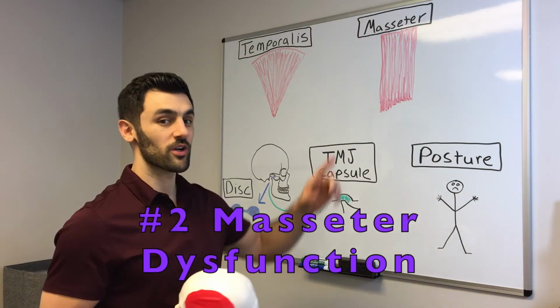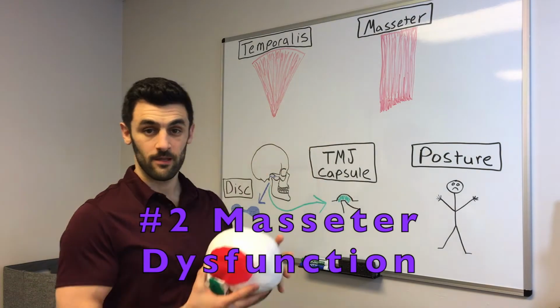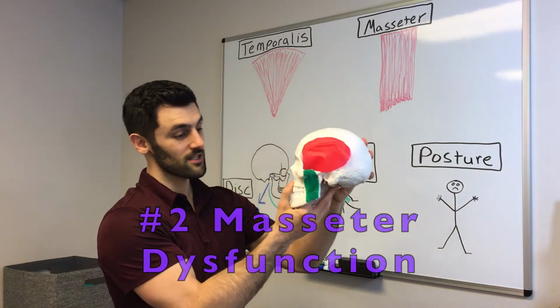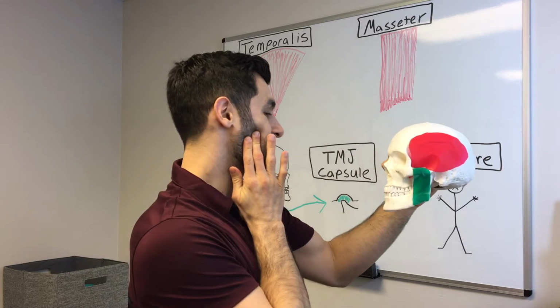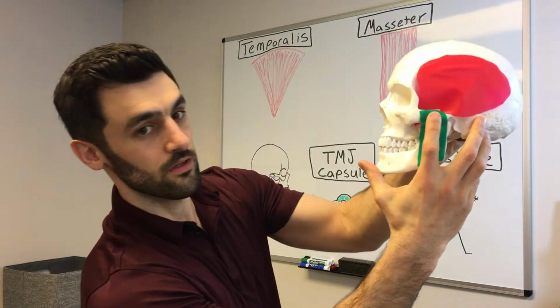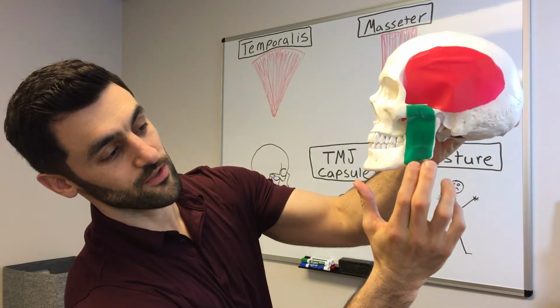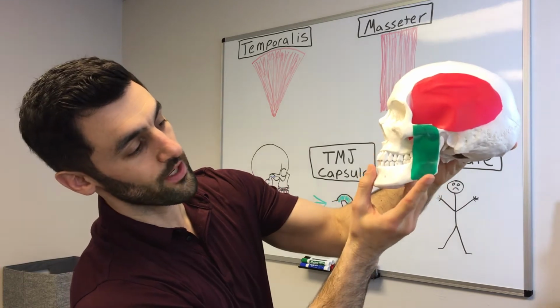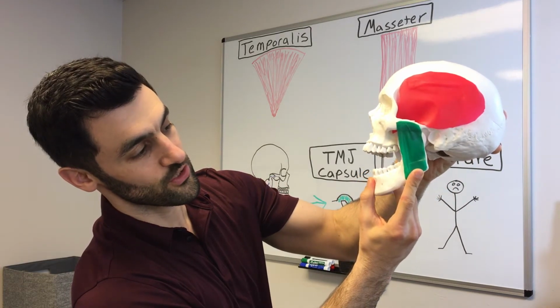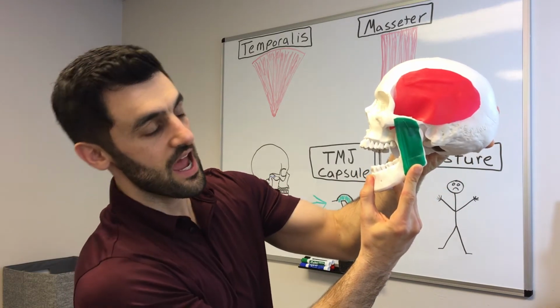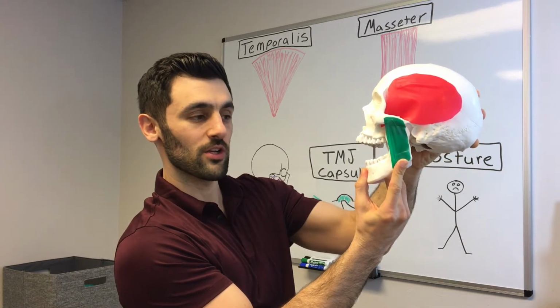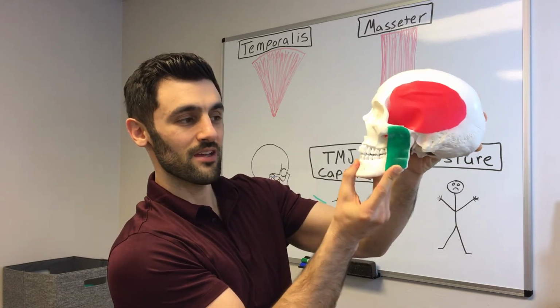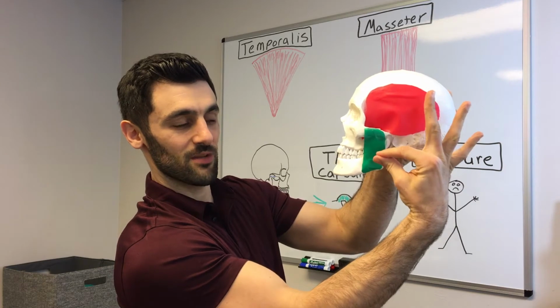So the next muscle we're going to talk about is the masseter. So the masseter is right here on the side of the face. It goes from the cheekbone down to the bottom of the jaw. And when the jaw opens, it stretches that muscle. And when the jaw wants to close, that muscle tightens up and pulls the jaw shut. It tightens up just like that.